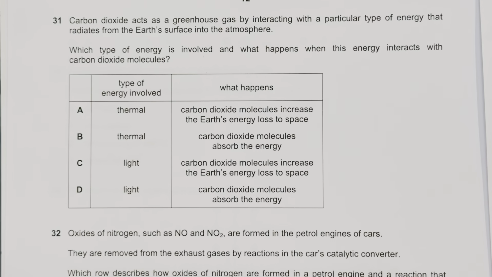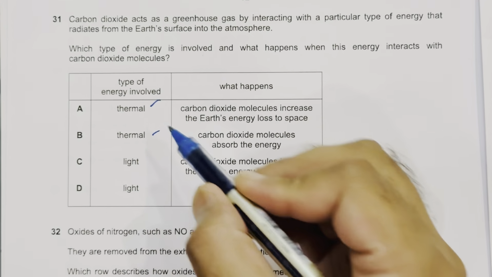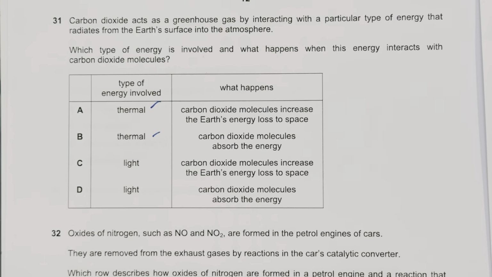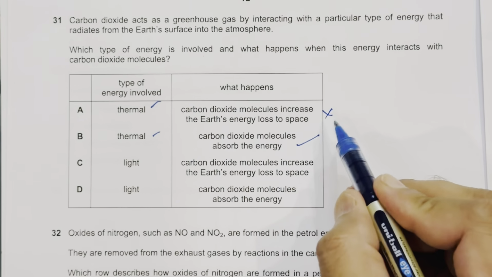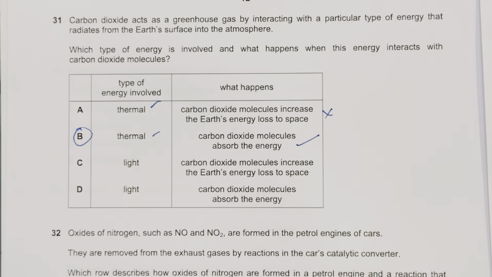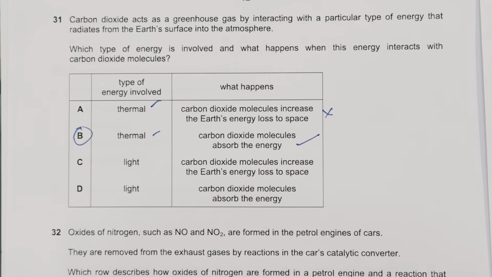We know that the type of energy involved is thermal. So options A and B are carrying that. Carbon dioxide molecules increase the Earth's energy lost to space? Carbon dioxide molecules absorb. Yes, carbon dioxide absorbs. That's why our temperature is increasing. So option B is the correct option. Moving to question number 32.